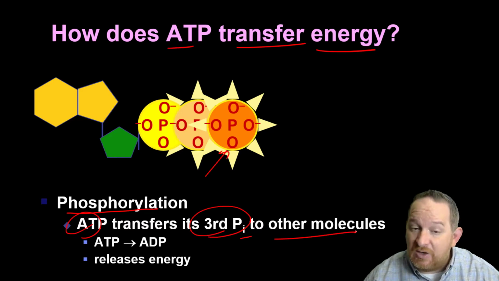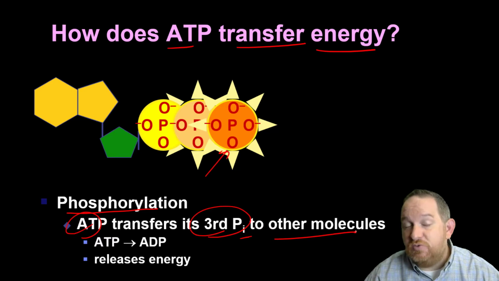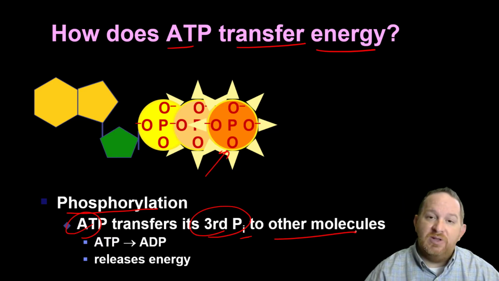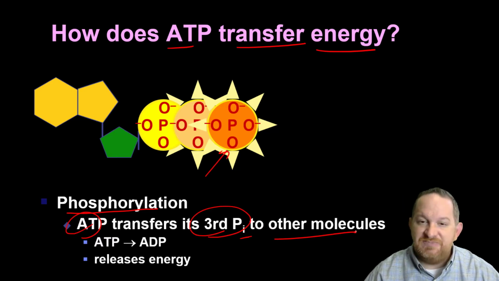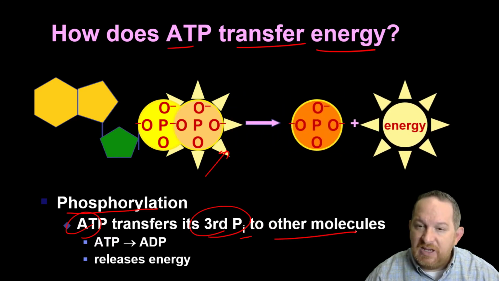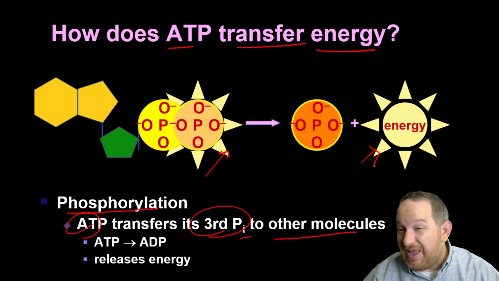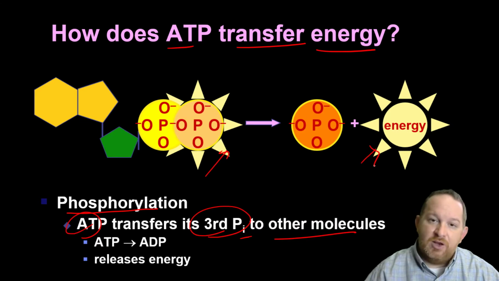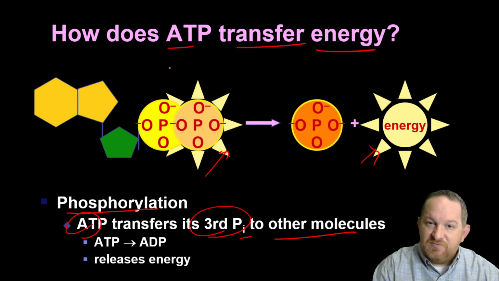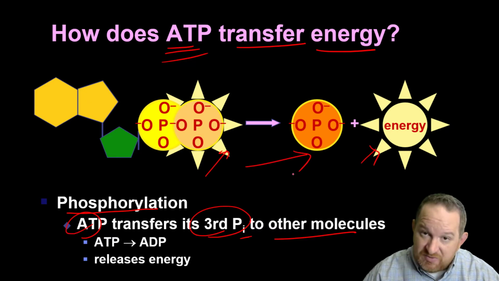And when it does that, it will release energy, transfer it to the other molecule, and that molecule will be able to do some work, some sort of change that it needs. So when that third phosphate group leaves, notice that it takes with it or lets off some energy available for that other molecule. So when ATP is fully loaded, it essentially has stored energy available to transfer.